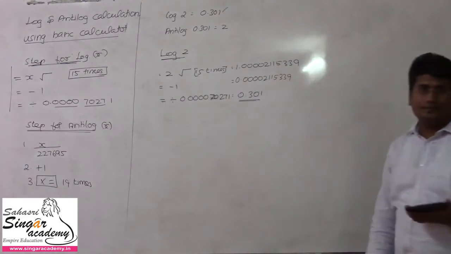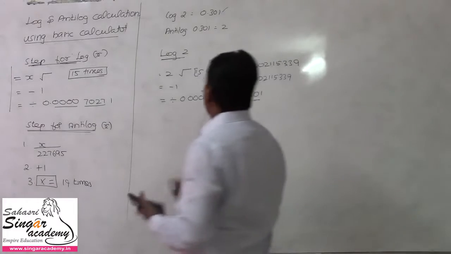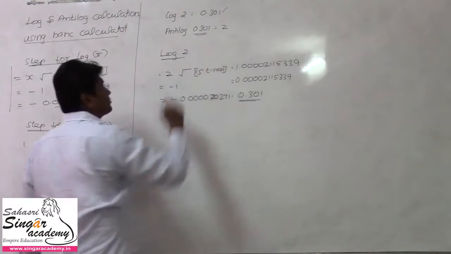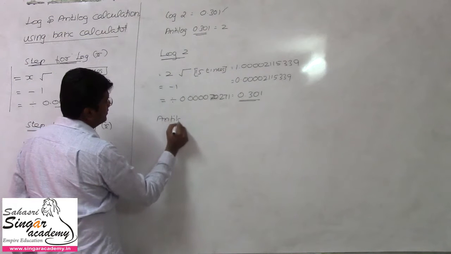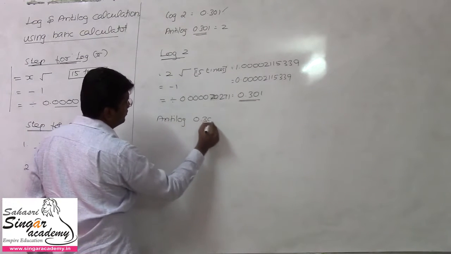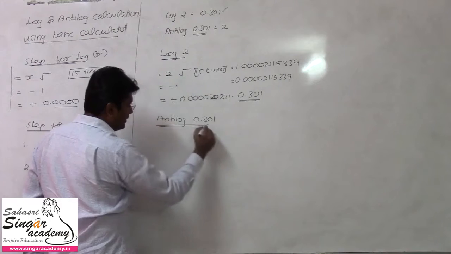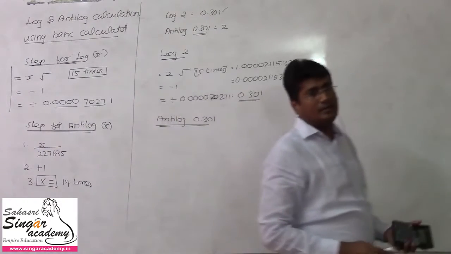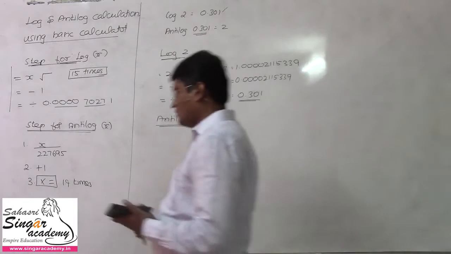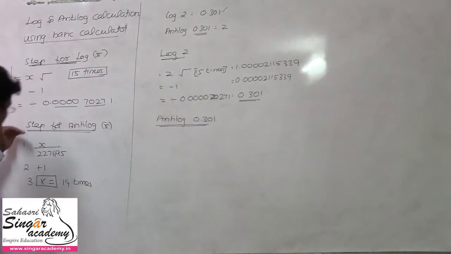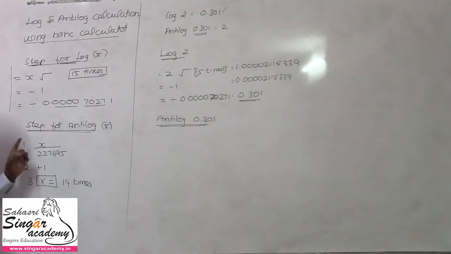Log calculation. To calculate the anti-log, what is the anti-log of this one? Anti-log for 0.301. We are aware that the anti-log of 0.301 is 2. Now we are going to check whether we are getting that or not. To calculate the anti-log, again there are 3 steps and the number is divided by a special number. You have to memorize this.